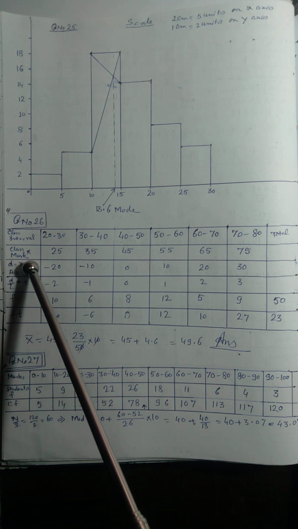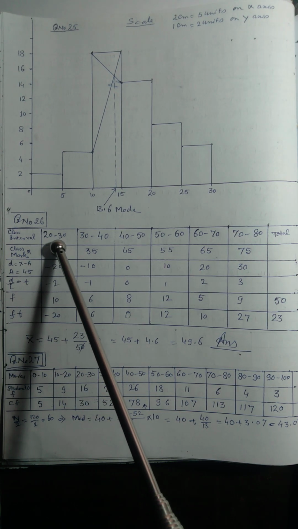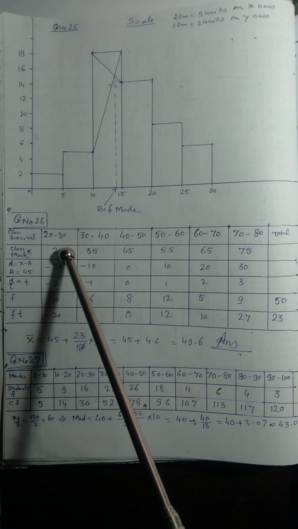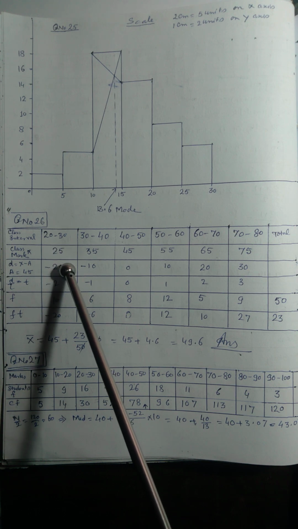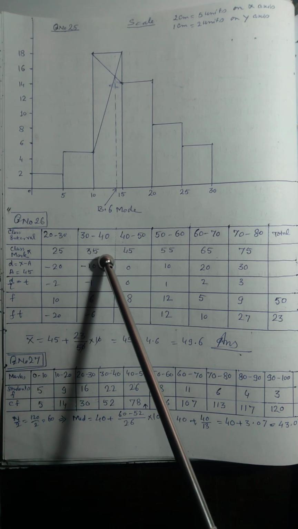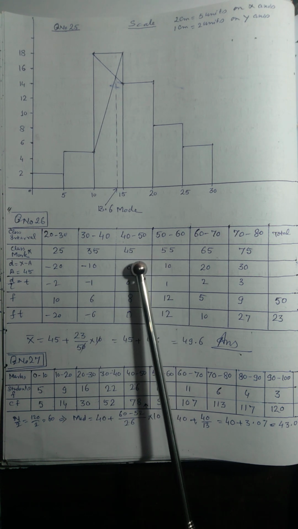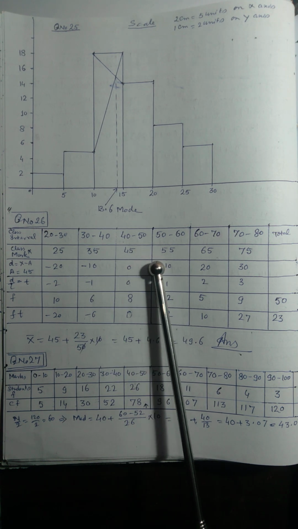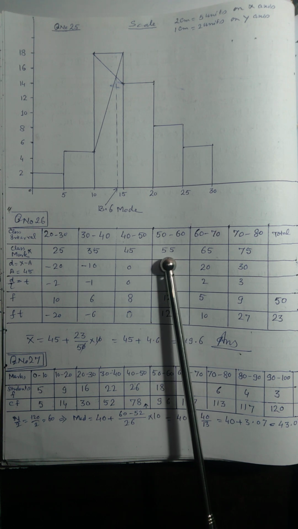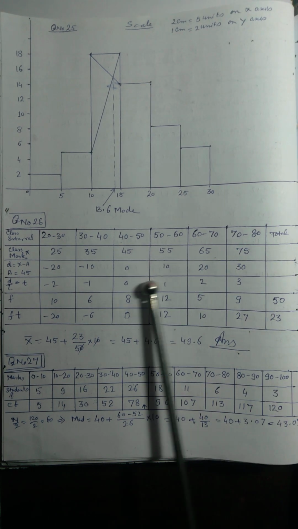Now the class mark, that is x, so the mid of this 20 plus 30, that is divided by 2, that is 25, 30 plus 40 divided by 2, that is 35, 40 plus 50 divided by 2, that is 45, and so on up to 55, 65, 75.